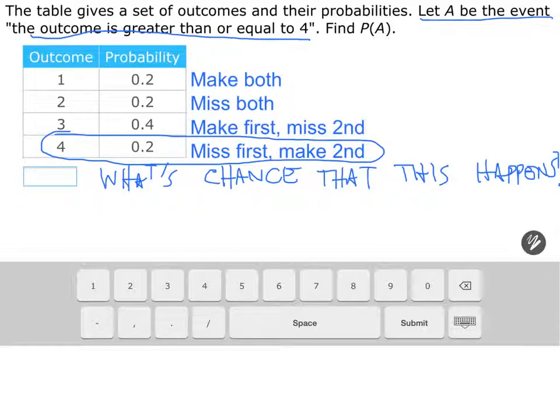Because they're asking for the outcome greater than or equal to 4. So we only want to know about the ones that are greater than or equal to 4. So 1 isn't, 2 isn't, and 3 isn't. 4 is greater than or equal to 4 because it's equal to 4. That's the only possibility for this question. So when they ask us this question, let A be the amount greater than or equal to 4, and what's the probability of A? It looks like it's just 0.2, because it's this right here.